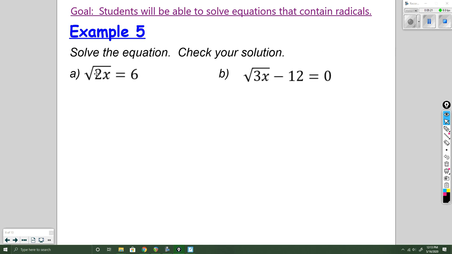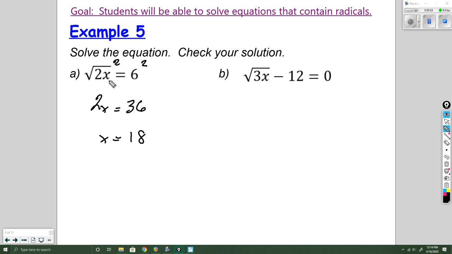Now in example 5, we're going to use what we've learned to solve the equation. And then in some instances, remember, with some of these radical equations, we're going to have extraneous solutions. So be aware. All right, for part A, we've got to get rid of that radical, so let's square both sides. So we get 2x equals 36, then divide by 2, and we get x equals 18. If we plug that back in, we'll see that it works.